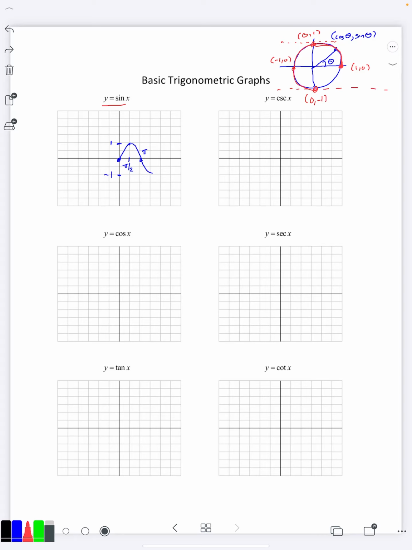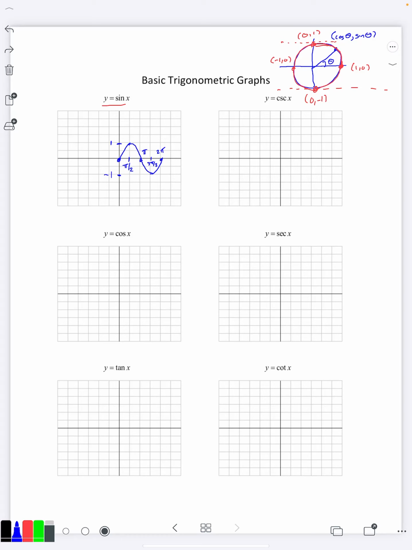And if we finish up this last part here from 3 pi over 2 to 2 pi, we get back to a y value of 0. So I can go ahead and mark this is 3 pi over 2, and this is 2 pi. And that gives us a graph of the sine function for one complete circle.